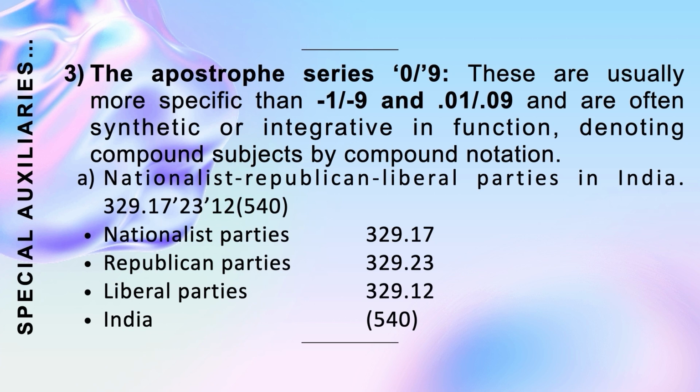So the class number of the Nationalist Party is given in the schedule, the class number of the Republican Party is there in the schedule, and the class number of the Liberal Party is also there in the schedule, but there is no provision for Nationalist, Republican, Liberal parties. So this is a combination of these three. So this is basically a compound subject.